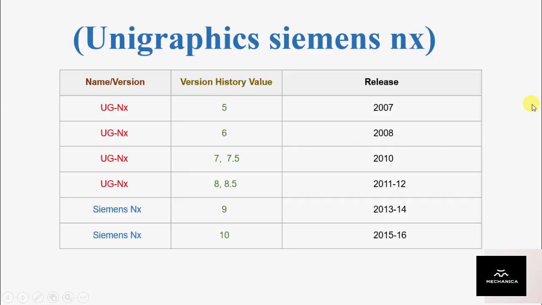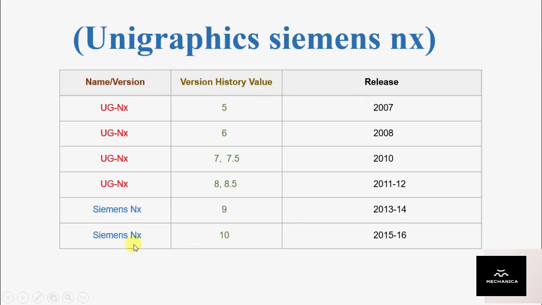Welcome to Unigraphics tutorials. In this tutorial, we will learn about different versions of the Unigraphics software, which is also known as Siemens NX or Unigraphics NX. So we have an index for the versions of this software, with the name and version, then the version history value and the release year.